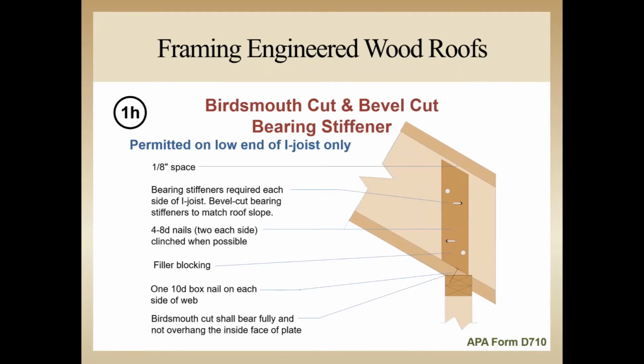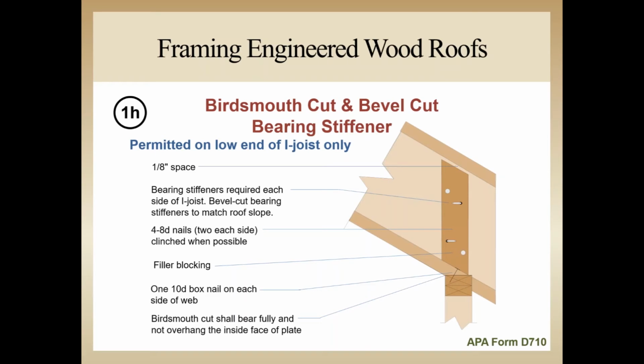In this detail 1H, a bird's mouth is cut into the bottom flange, and the load is transferring through the rafter and supported by bearing stiffeners on both sides of that rafter. The stiffeners have been bevel cut so they're plumb above the bearing surface, tight against the bottom flange, and have 1/8 inch space between the top edge of the stiffeners and the bottom edge of the top flange. The stiffeners are attached to the web of the I-joist with 2 8-penny common nails from each side and then clinched.